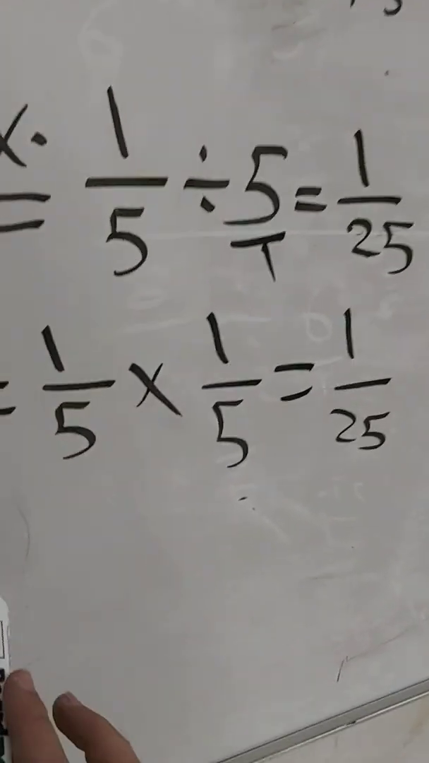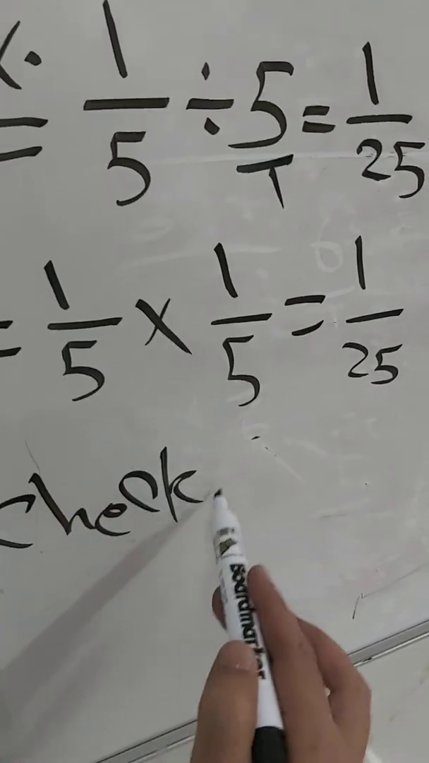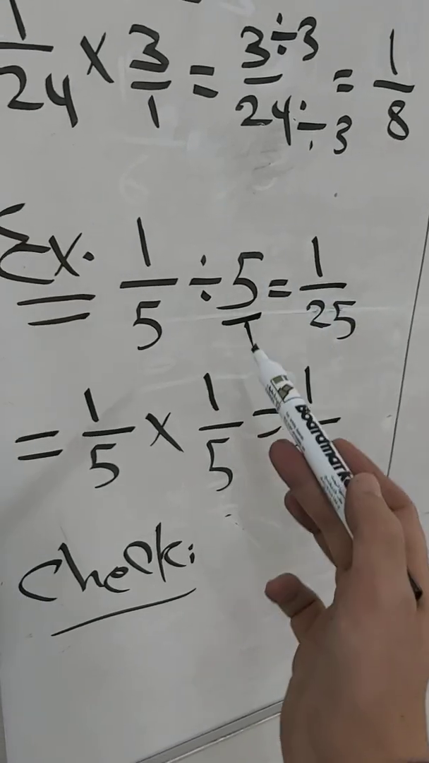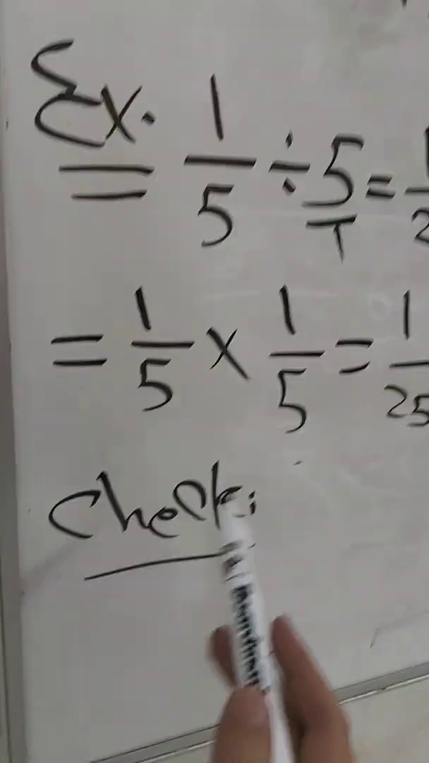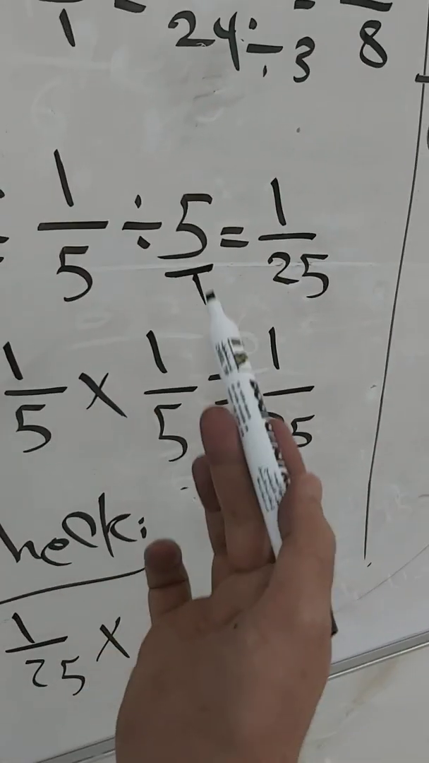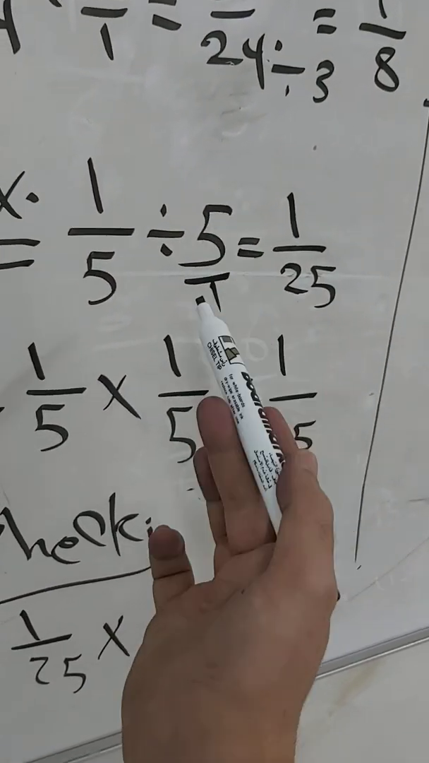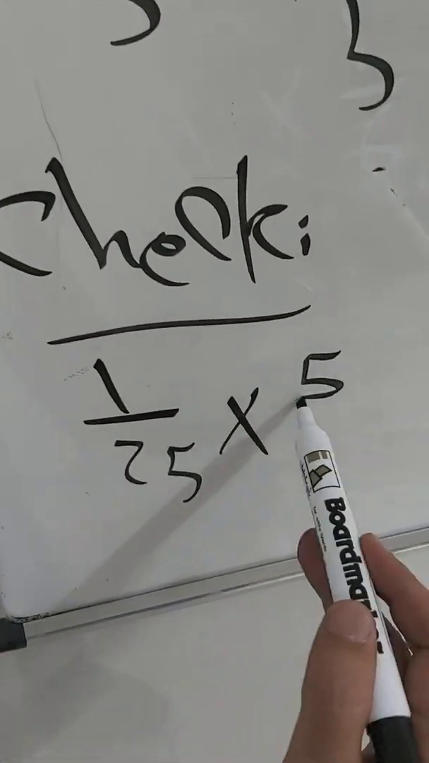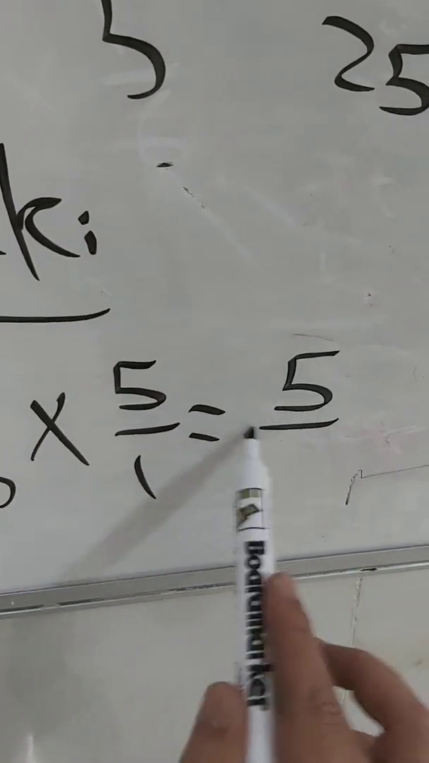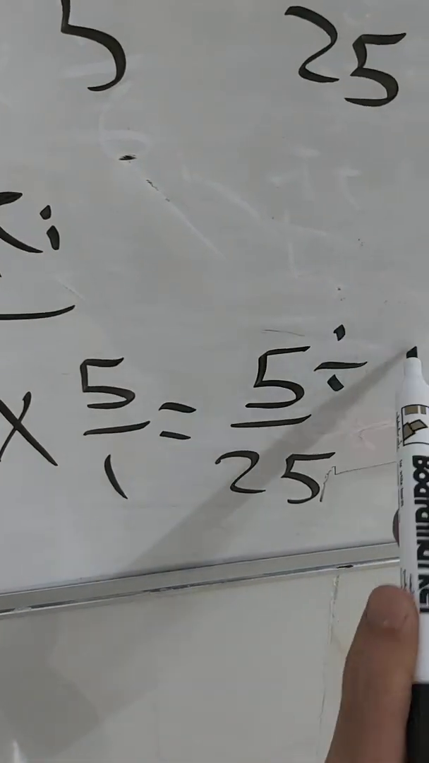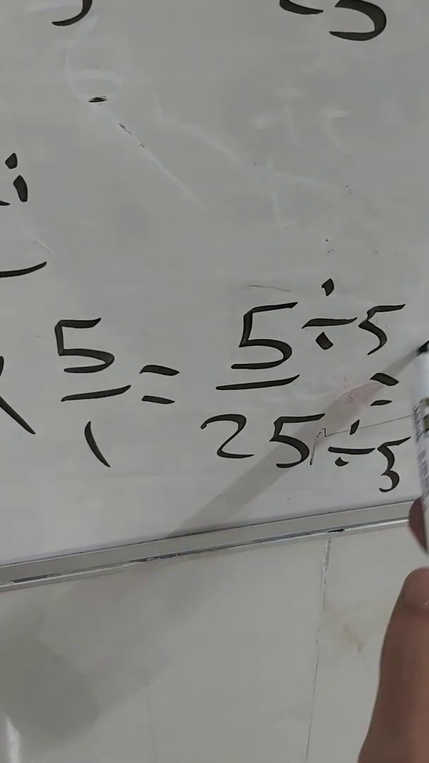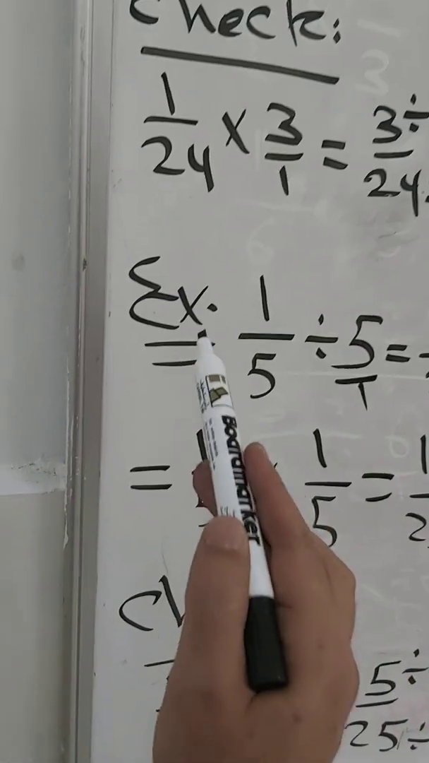Now to check the answer, you multiply the quotient by the divisor, the answer should be the dividend. So 1 over 25 multiply the divisor which is 5 originally, but we made it 5 over 1, equal 5 over 25. Make simplest form always. This will be 1 over 5, which is the same as the dividend.